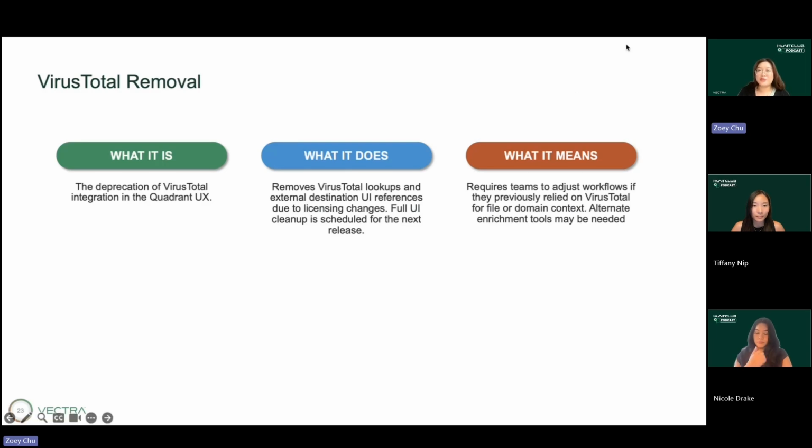What this means for you is you may have to adjust some workflows if you previously relied on this for domain context, but we will provide alternative enrichment tools. You can learn more about this in the knowledge base article, but essentially we just want to give you a heads up that this is happening on the back end and you might have to adjust some of your workflows. Please reach out to Vectra if you have any issues with that, or reach out to your account manager as well, and we'll be more than happy to support you on that.